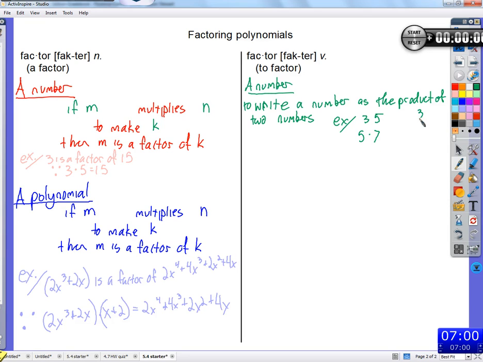Just a quick note though, like 36. You factor 36? 6 times 6. Okay. 6 times 6. Did we factor 36? Yes, we did. But did we fully factor? No, we didn't fully factor it. So if we fully factor it, now we'll factor 6 and 6 and write those 2 times 3 times 2 times 3. And now we're done because what? All prime numbers, yeah, and that is going to apply to polynomials as well. There are prime polynomials too.